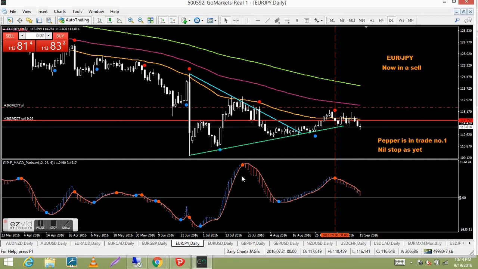Euro Yen in a sell trade. Not much is happening here. Both accounts, you can see it's pretty obvious. Sort of going sideways now, starting to drop away nicely. MACD's going down towards the zero level.